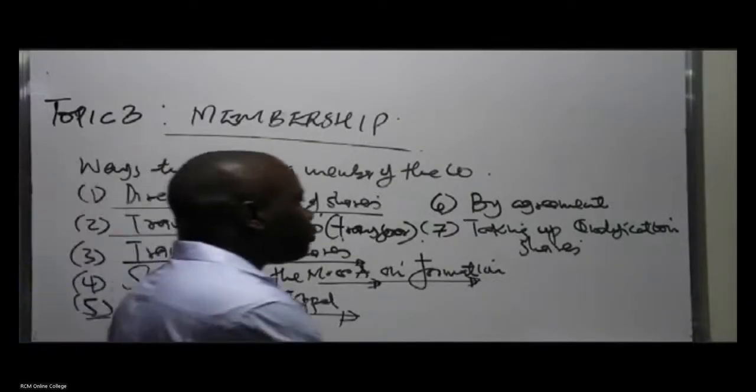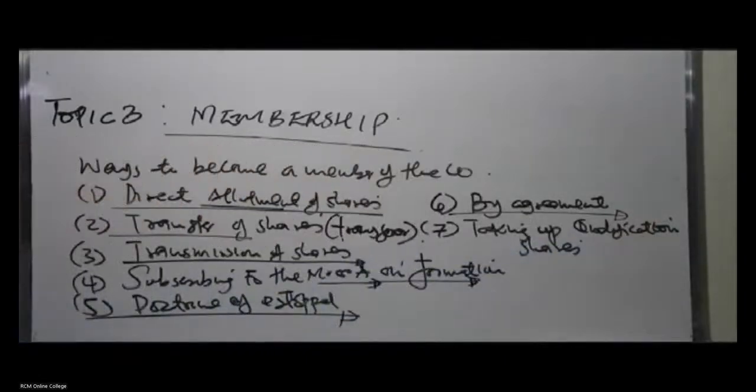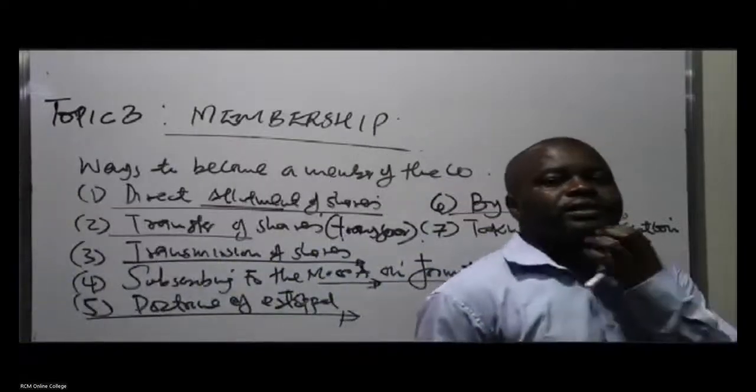Then, by agreement. This one majorly happens, for example, in private companies. So if I want to become a member of a private company, we can agree with those who are already what? Members there. So they will end up transferring some shares to me.